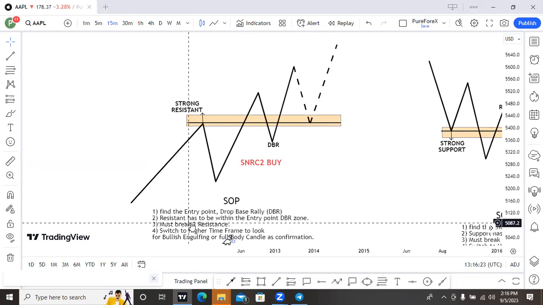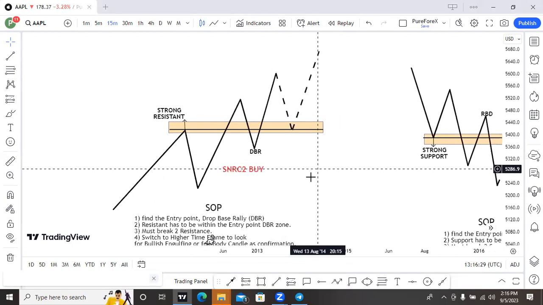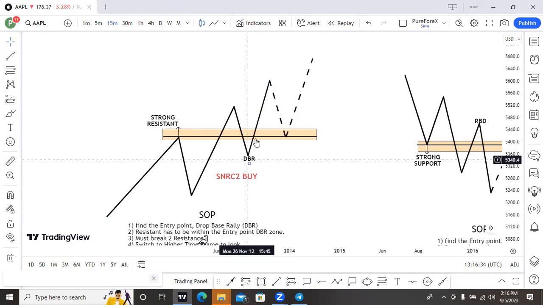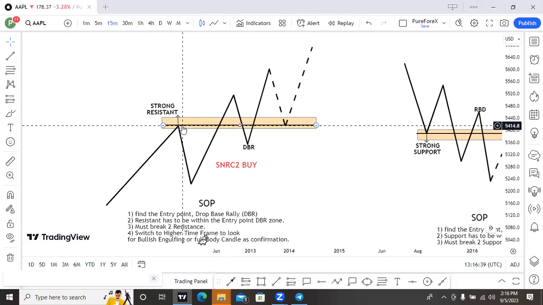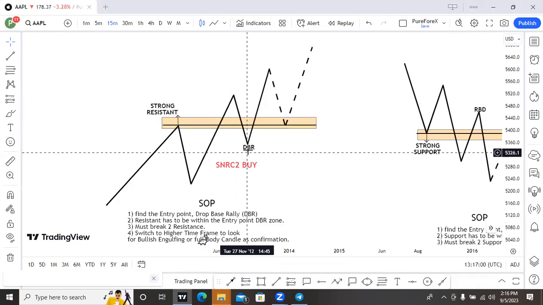Procedure 2: resistance has to be within the entry point drop base rally. This is a strong resistance here, and this strong resistance has to be within the drop base rally zone. If you don't know how to identify a strong resistance, I did a video on basic support and resistance. Check it out on my channel. Watch the video and learn how to identify basic support and resistance so that you'll be able to understand what I mean by strong support and strong resistance.